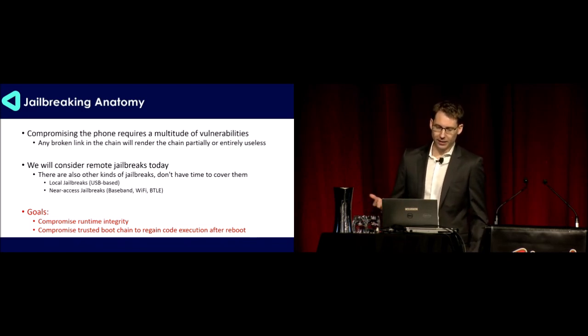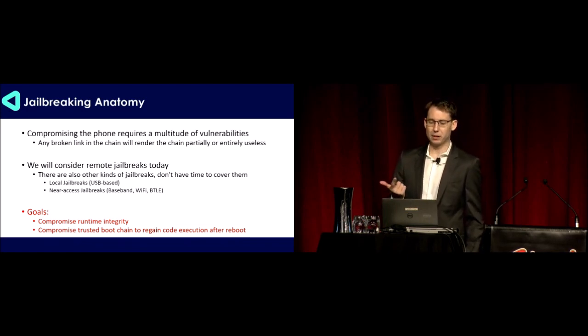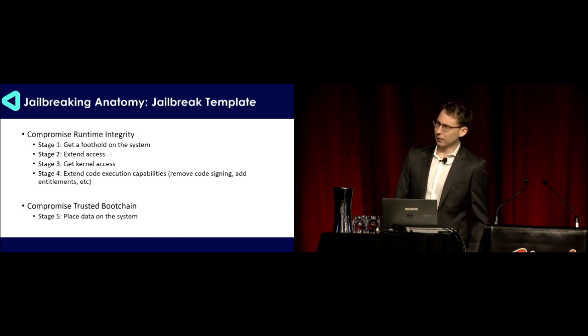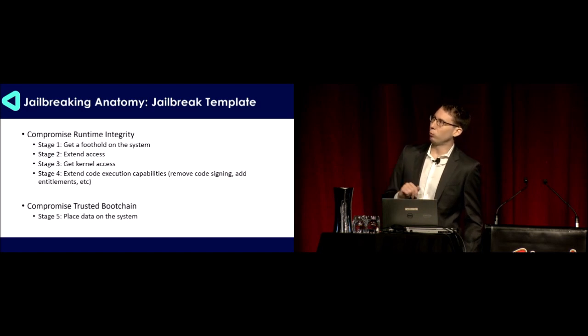So the goals of our jailbreak are to compromise runtime integrity, to be able to execute arbitrary code at runtime, and to compromise the trusted boot chain so that we can regain code execution after the phone has been rebooted. Basically, this is the template for what a typical jailbreak will look like. There are five real stages, basically the five stages of grief.